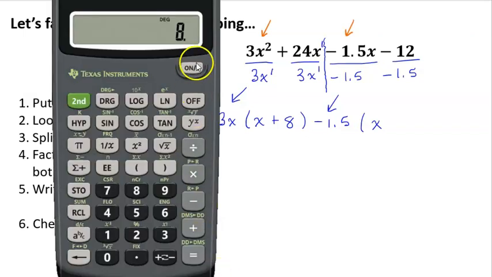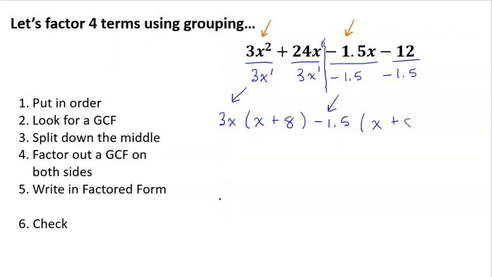And then get out your calculator if you need it. We've got 12, make that negative, divided by 1.5, make that negative, equals, and that gives us a positive 8. And then I'm going to go ahead and write this in factored form, 3x minus 1.5, and then x plus 8. If you end up with different signs here, it might be because you didn't use a negative GCF, or it may be that it can't be factored using grouping.